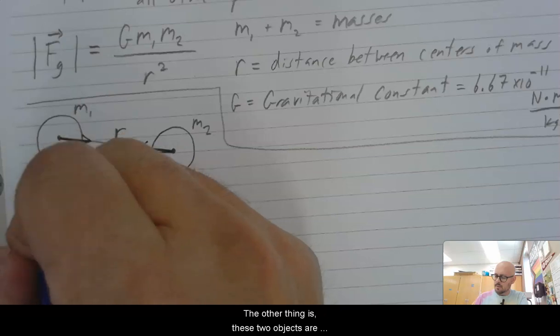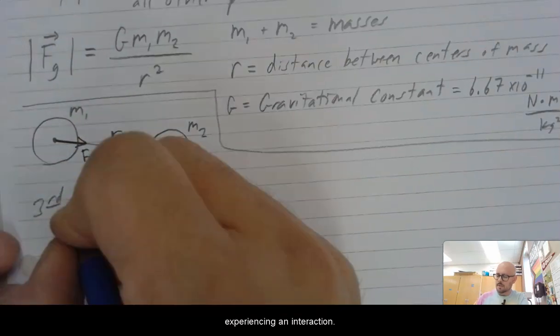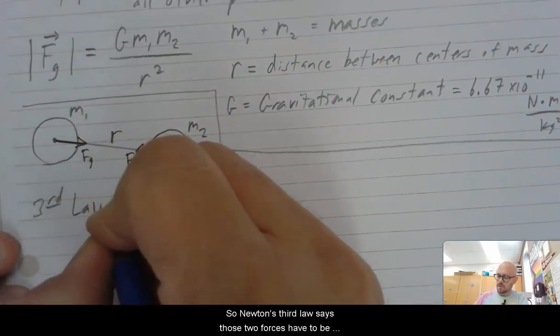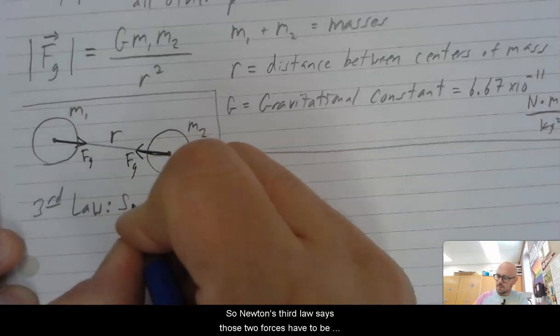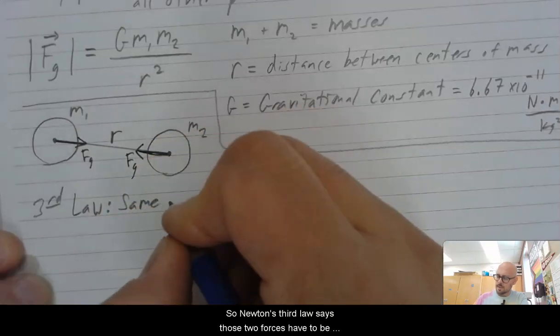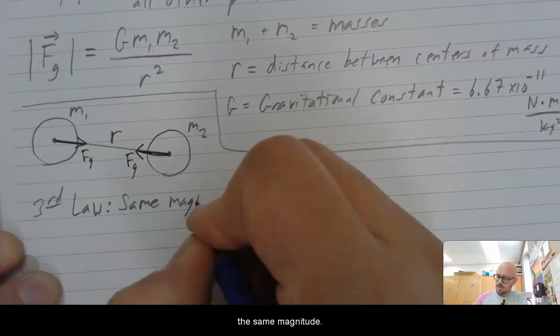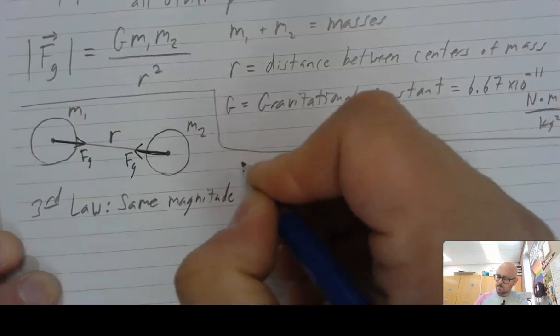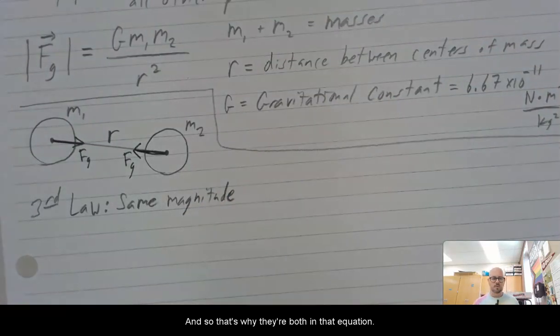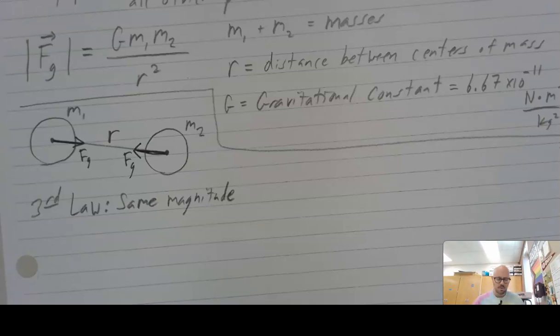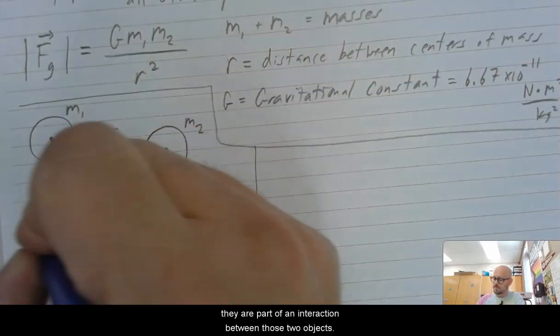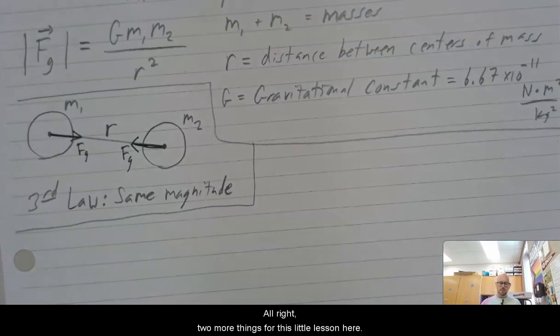The other thing is these two objects are experiencing an interaction. So Newton's third law says those two forces have to be the same magnitude. And so that's why they're both in that equation. Those forces have the same magnitude because they are part of an interaction between those two objects. All right, two more things for this little lesson here.